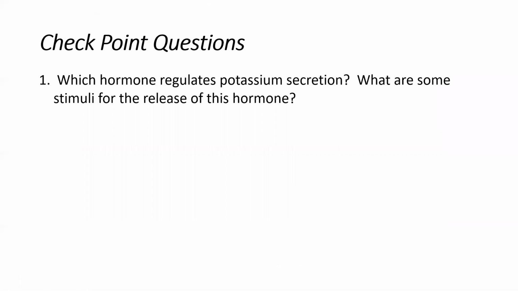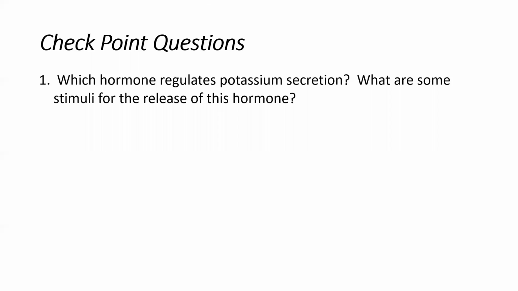So let's talk about this question here. Which hormone regulates potassium secretion? So aldosterone, we just talked about that. What are some stimuli for the release of aldosterone, of this hormone? So the stimuli for aldosterone, again, I'm going to encourage you to think about renin and aldosterone as having the same stimuli. Because remember, renin is what eventually becomes or creates or stimulates aldosterone. So they have the same stimuli.